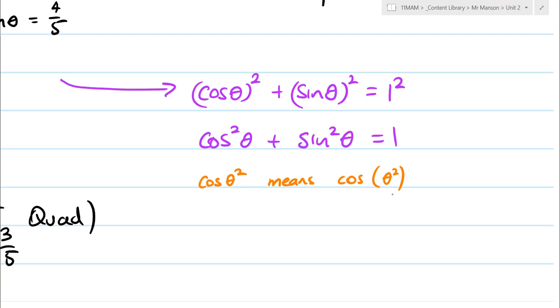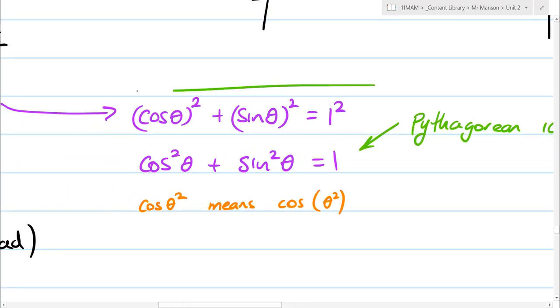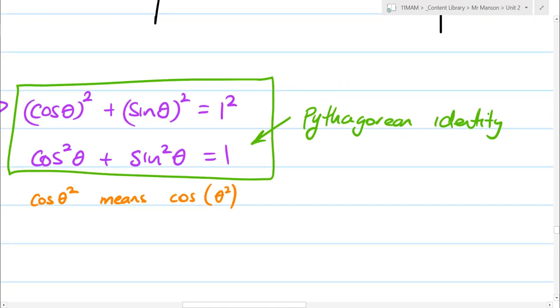But there it is. Sorry about the colour, but I'll just move along here and write this down and then we'll move on. This is called the Pythagorean Identity. And it's quite important and you'll see it a lot. If you're in specialist maths, you'll see it a lot. And it comes straight from that unit circle, easy as you like.